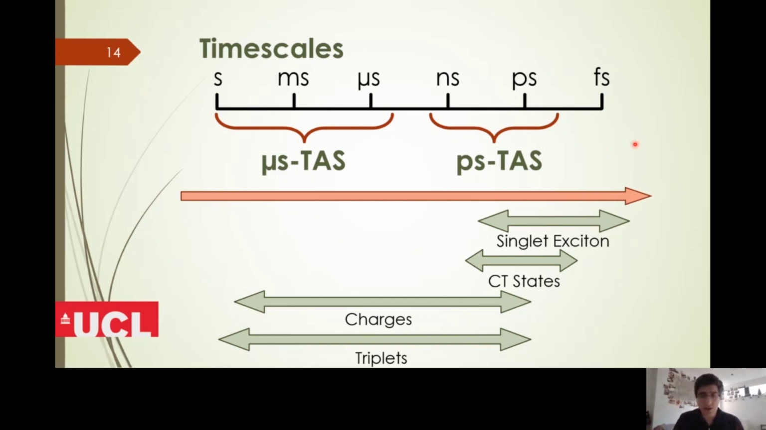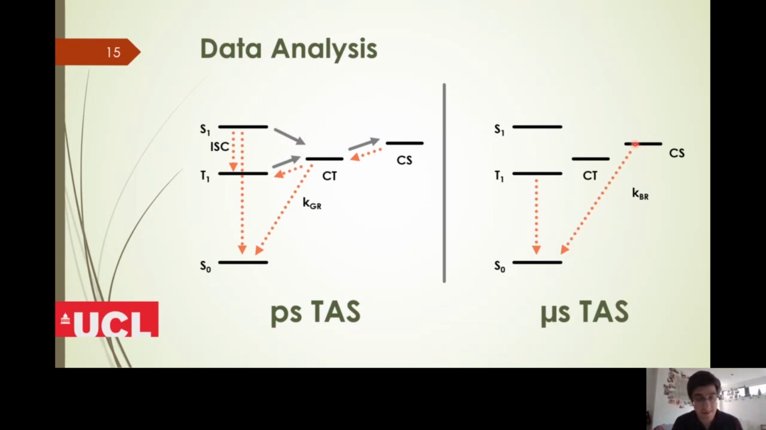So according to this graph, we can measure different processes in a solar cell. The picosecond TAS can measure the things that you can see on your left, and with the microsecond TAS you can measure the things that you can see on your right. With the picosecond TAS you can measure way more things. The problem is sometimes you can measure too many things, and it's quite complicated to understand.